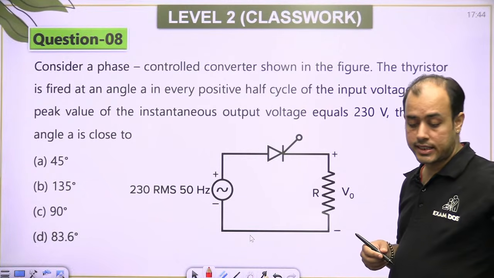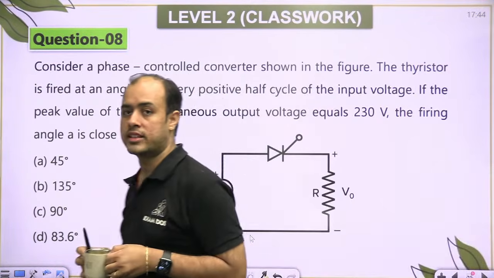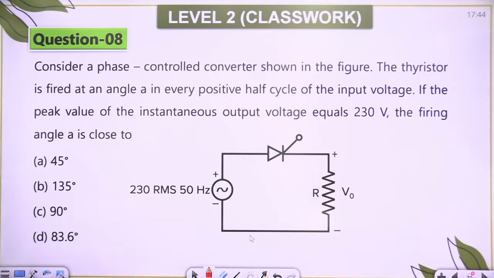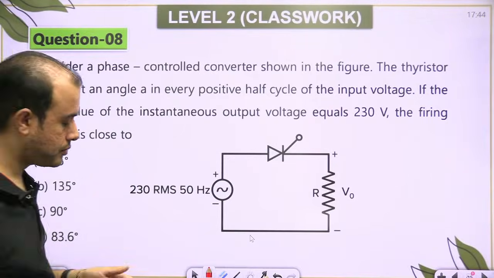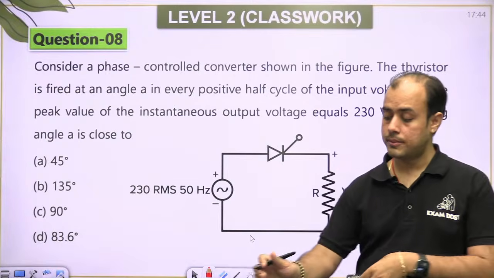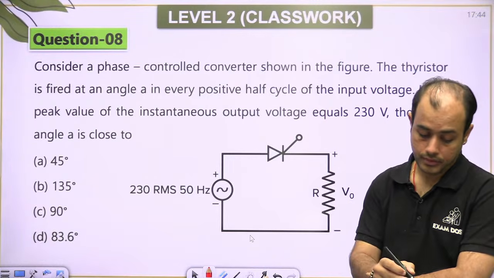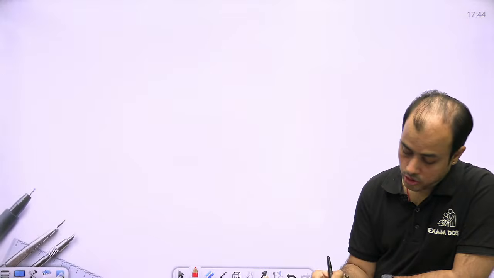Now, beta, thyristor is fired in every positive half cycle. Peak instantaneous output is 230. What is alpha? Peak instantaneous output माने the peak of the waveform of V naught is 230. It is a resistive load. If the peak of the V naught is 230, then what is alpha? ये मैं ना आपको ड्रॉ करके समझाता हूं.